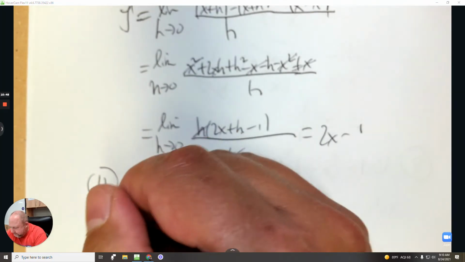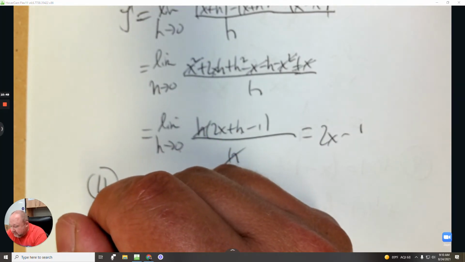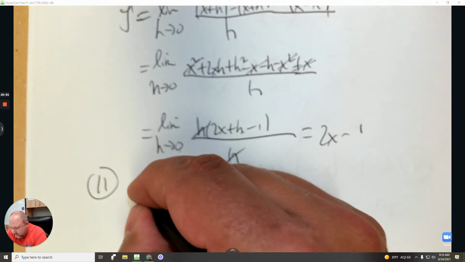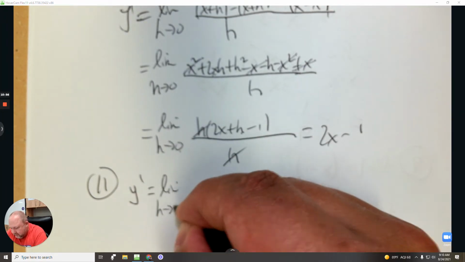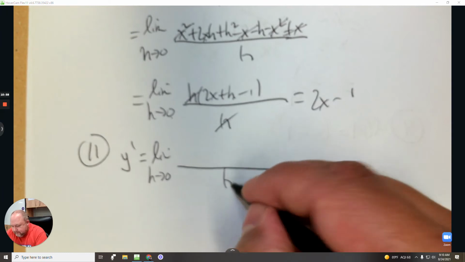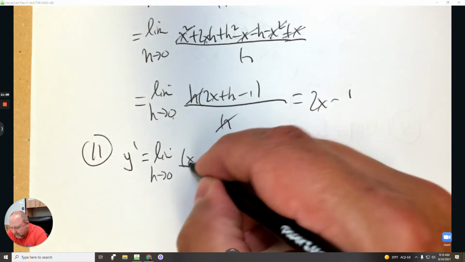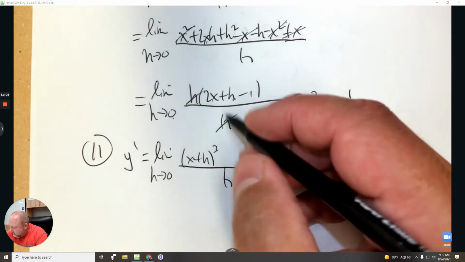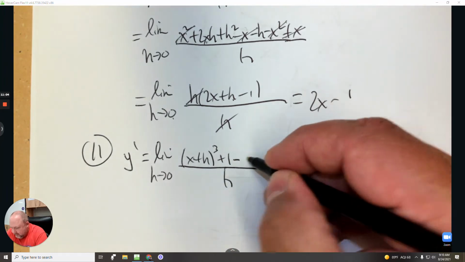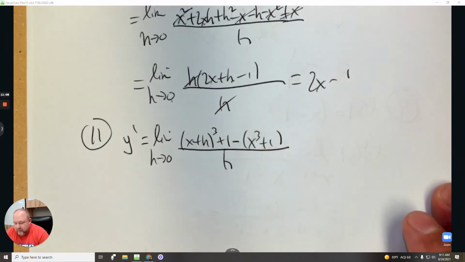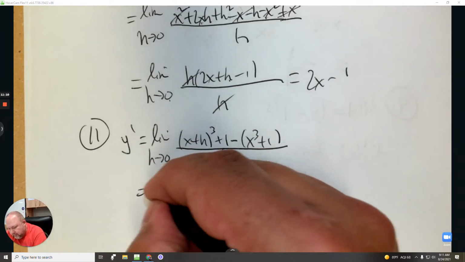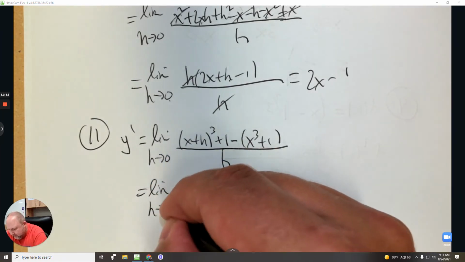Number 11. Use the limit definition to find the derivative here. So it's going to be the limit as h approaches 0. First I plug in x plus h. Then I subtract the function. So there's the setup. I'll help you with the pattern to expand that binomial.